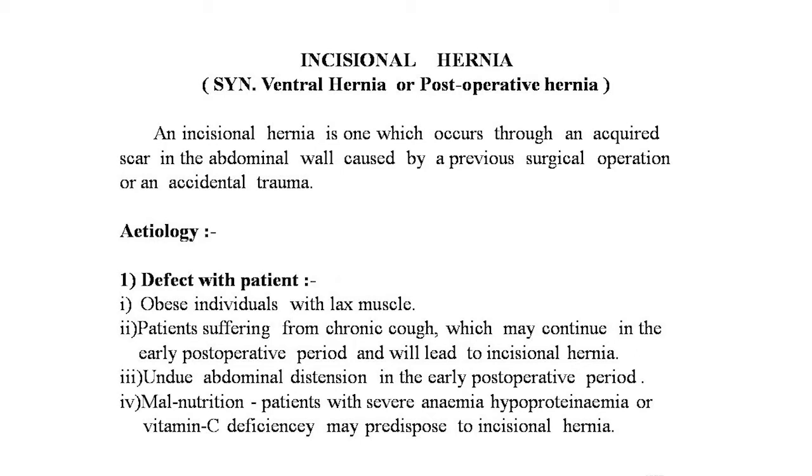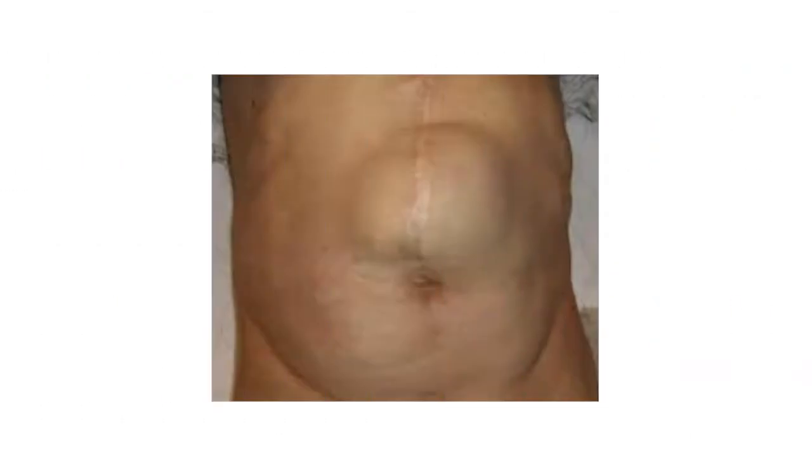Now the etiology. Defects relating to the patient in incisional hernia: obese individuals with lax muscles; patients suffering from chronic cough, which may continue in the early postoperative period and lead to incisional hernia; undue abdominal distension in the early postoperative period; malnutrition; patients with severe anemia, hypoproteinaemia or vitamin C deficiency may be predisposed to incisional hernia. Dear friends, here is the image on your screen. You are watching the typical incisional hernia seen on.